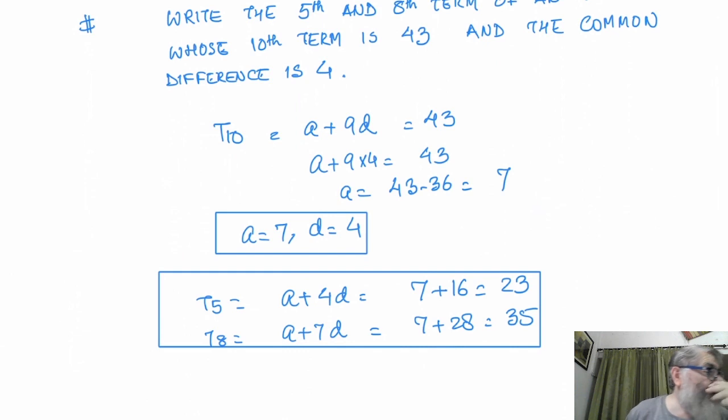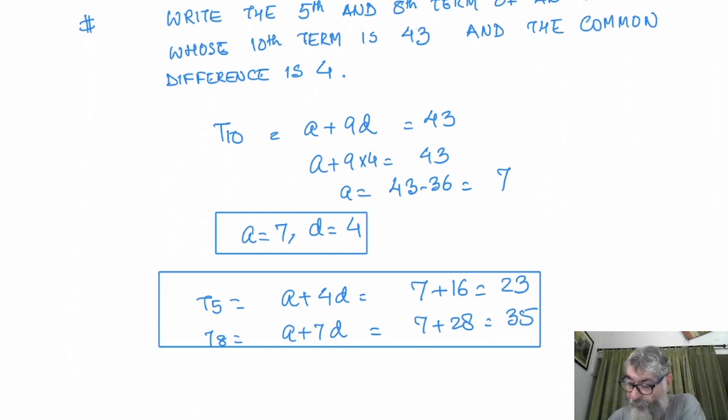Now he says in the next question, question number 4, find the first 4 terms and the 11th term of the series whose nth term is 101 minus 3.